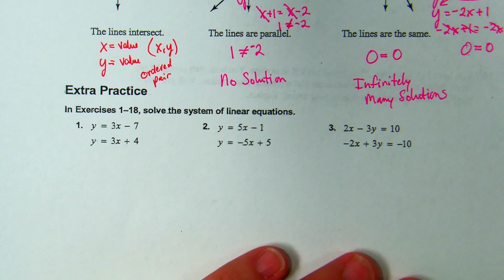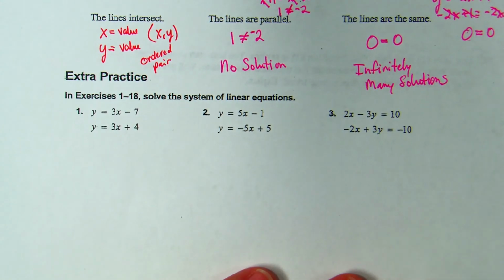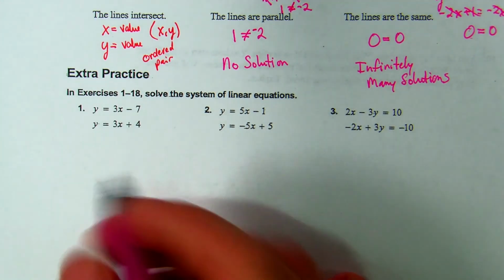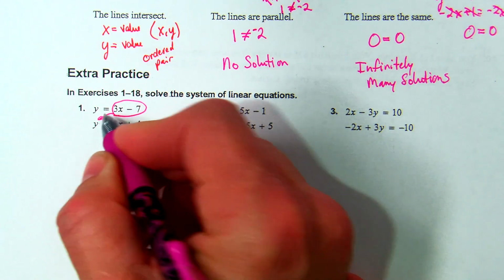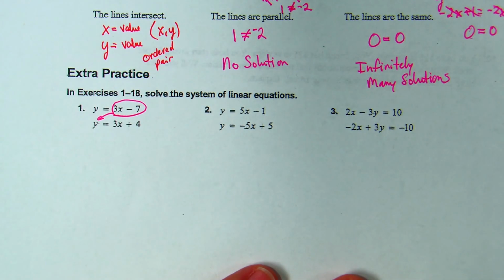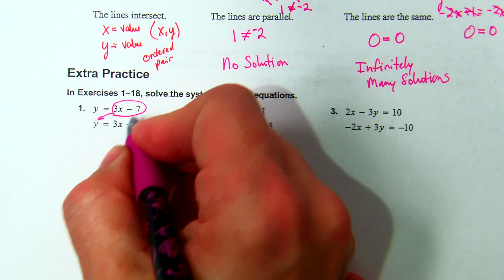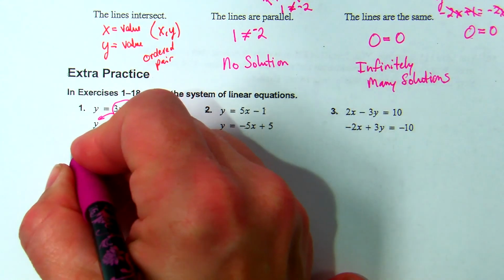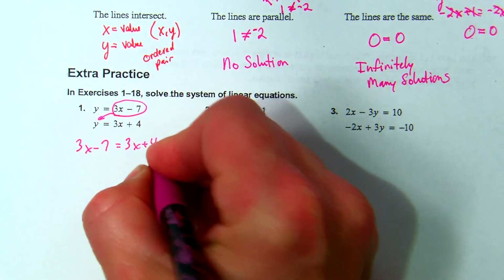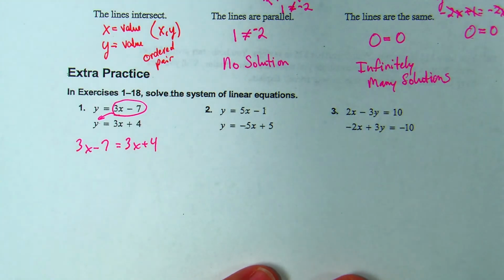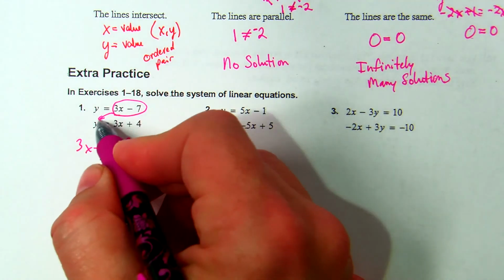This is our extra practice number 1. The first thing I know I can do is take this whole thing, and we can solve this by substitution like we did in some of the examples above. That means we're going to take 3x minus 7 and put it in place of y. So 3x minus 7 equals 3x plus 4. Again, we just took 3x minus 7 and put it in place of y.